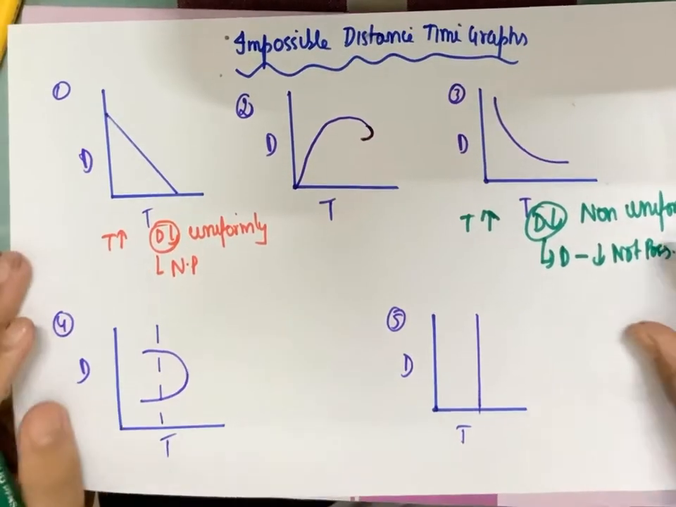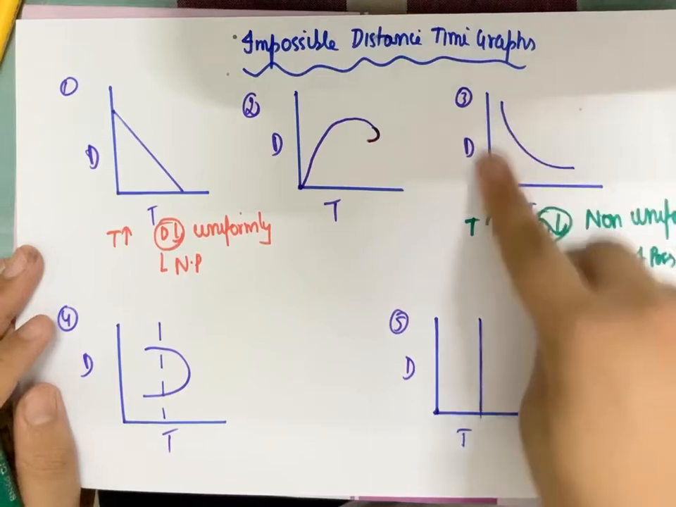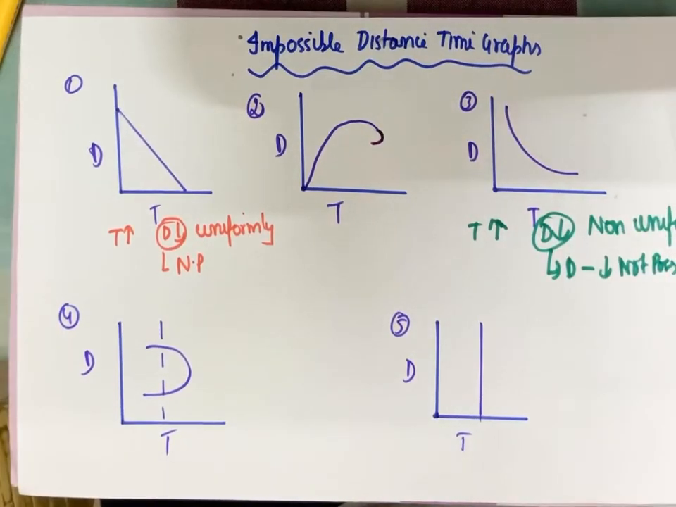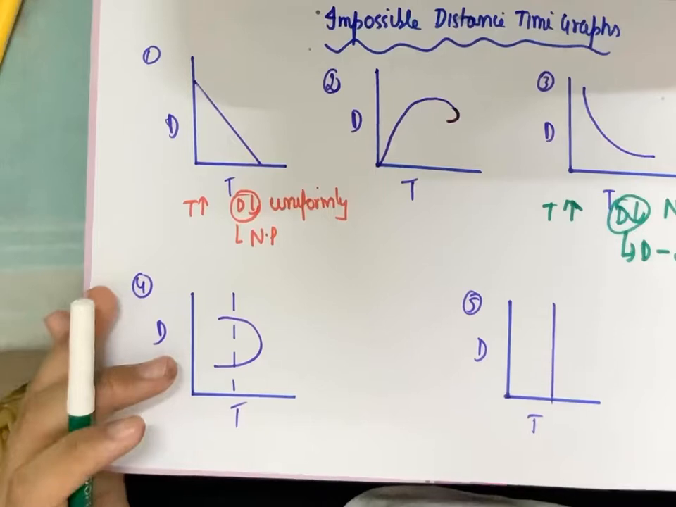Okay, this is a case of uniform decrease of distance. This is the case of non-uniform decrease of distance. Both are not possible because distance is always a positive quantity. It can never decrease with increase in time. Coming to the third one.